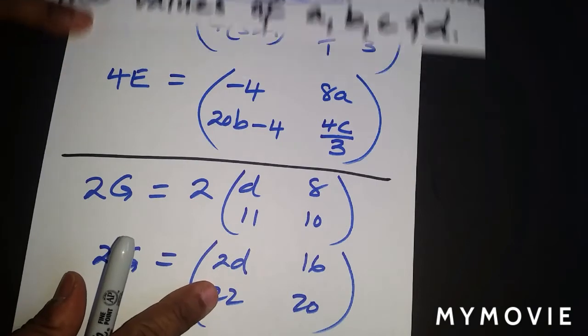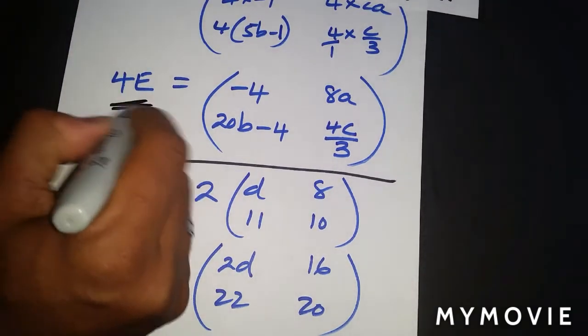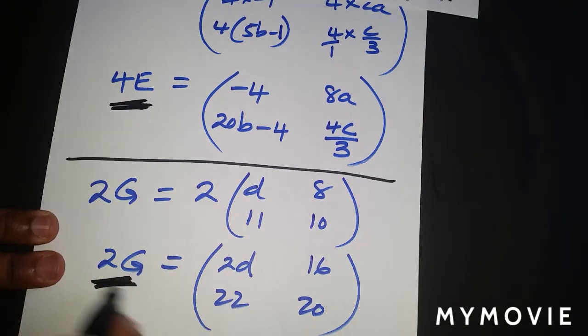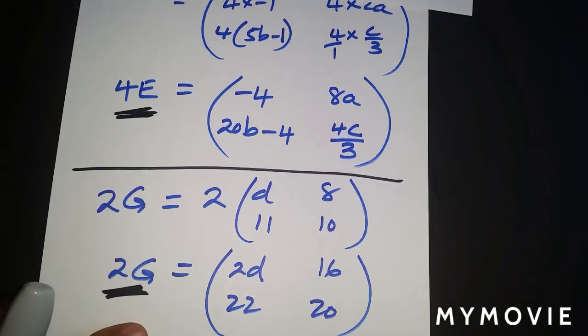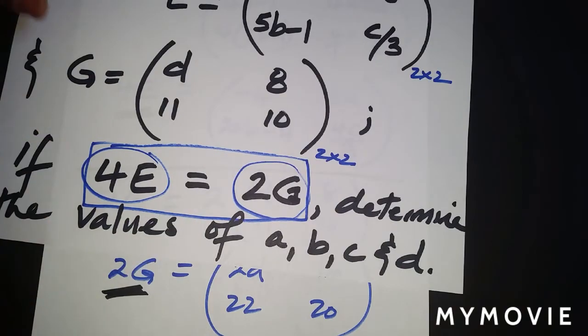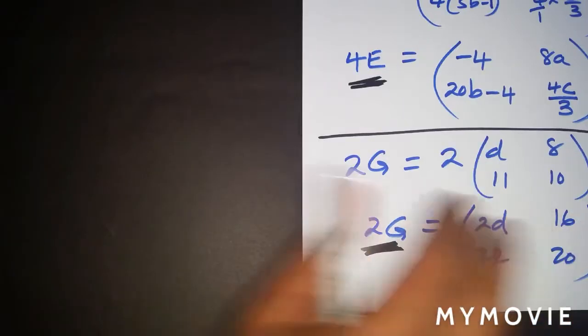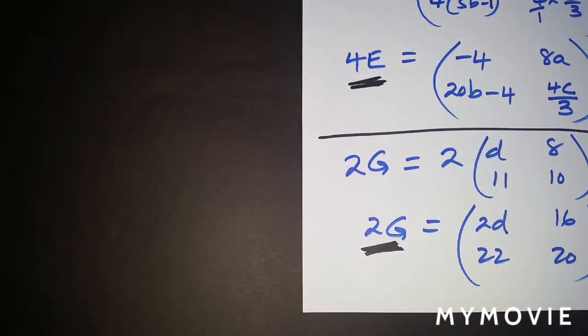Now, what we have here is what we need. So we have 4E and we have 2G, and all we now need to do is to make them equal each other and then solve for the corresponding elements. So let's do that. Let me just put this to the right here and get that answered.